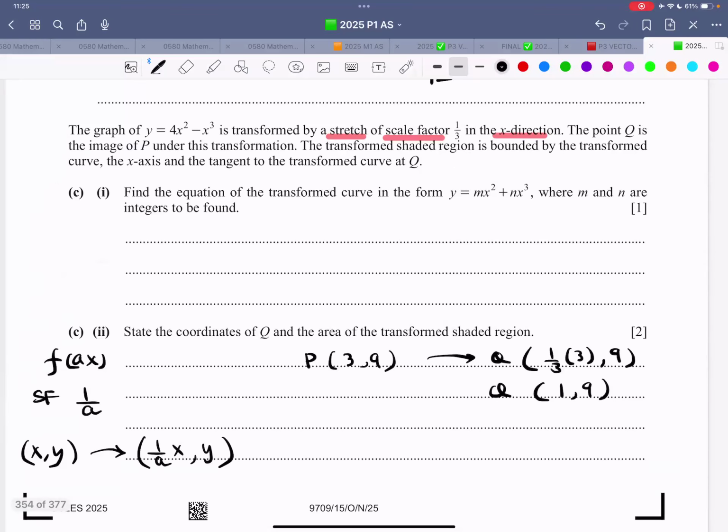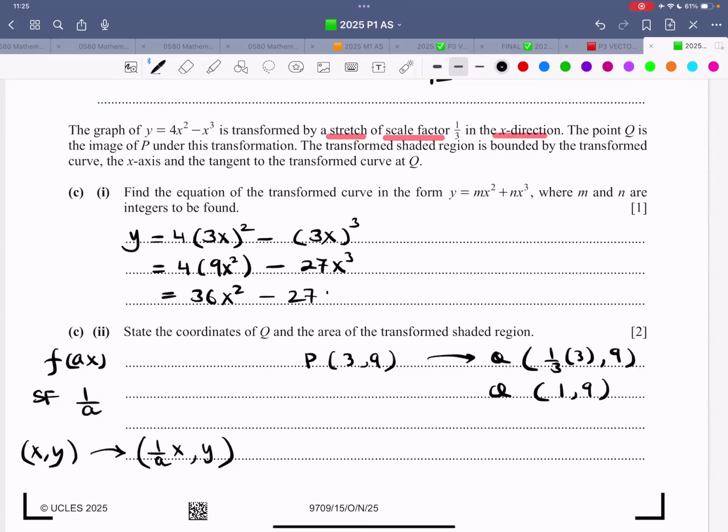What about the equation of the curve? Let's first talk about this. So y is equals to 4x squared minus x cubed. So what goes in place of this thing? So when scale factor is 1/3, we will write 3x over here. So this will be replaced with 3x. This will be replaced with 3x. So 3 squared is 9. 9 fours are 36. 4 into 9x squared minus 27x cubed. That is 36x squared minus 27x cubed. That is the equation of the transformed curve.